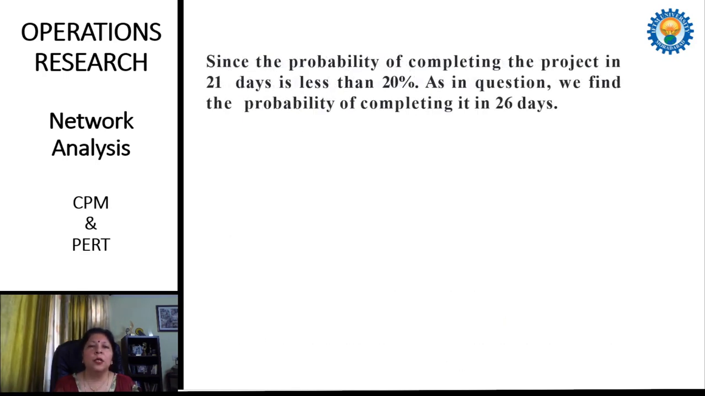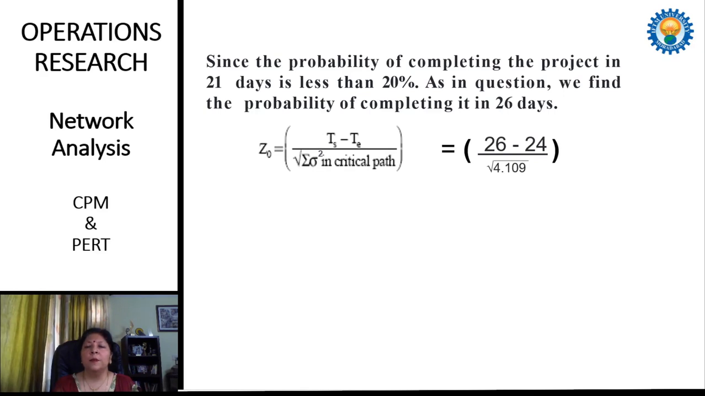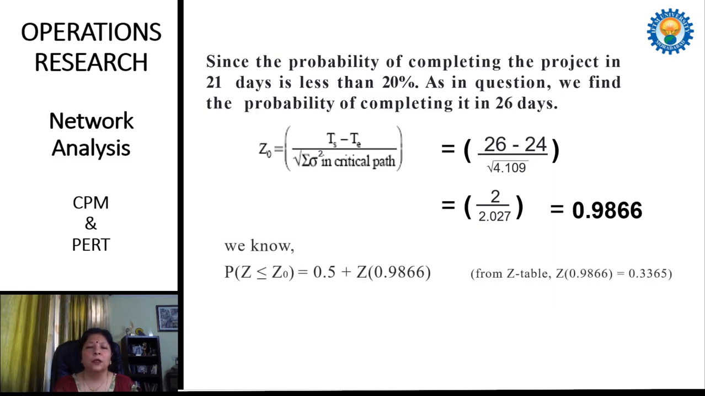As already mentioned in the question, if the probability is low for 21 days, then we assume the scheduled time as 26 days, and the formula remains the same. Now the scheduled time is replaced by 26 days, so 26 minus 24, divided by the same project variance that we already calculated. The square root of that is 2.027, and by division this becomes 0.9866.